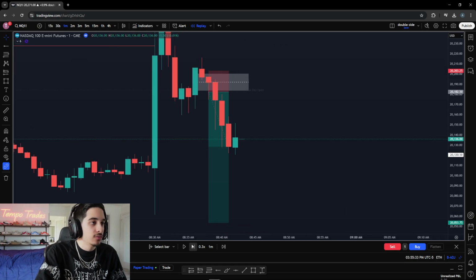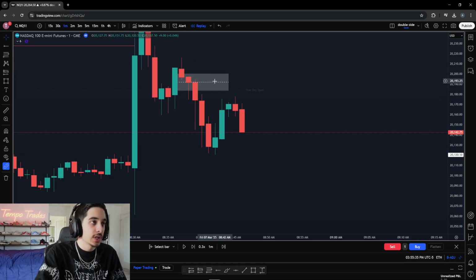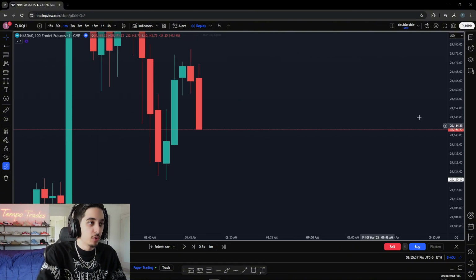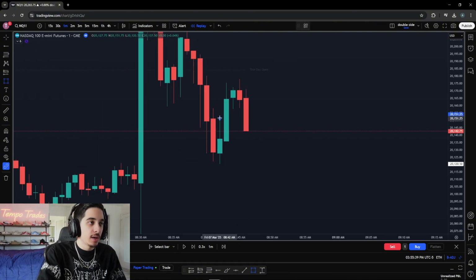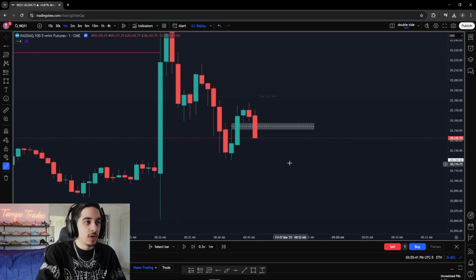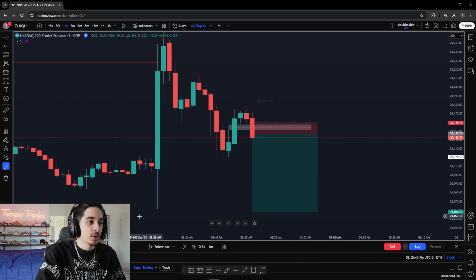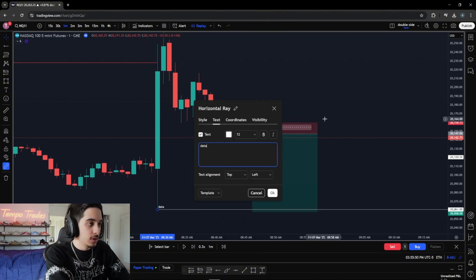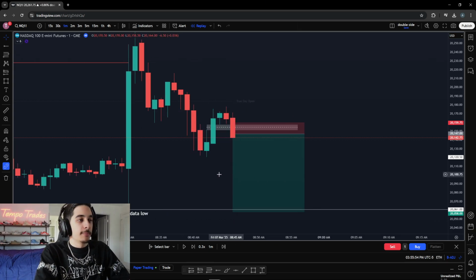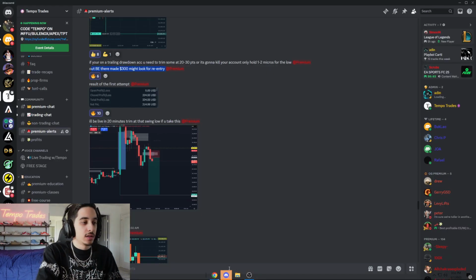So you can see right here, boom. Okay, so right there, we form another bullish fair value gap. And again, the idea is that if this inverses, price should want to come down and go take out this data low right here. Okay, let me mark this out. Data low. We'll put this 20. Yeah, so price should want to come and take out that data low.